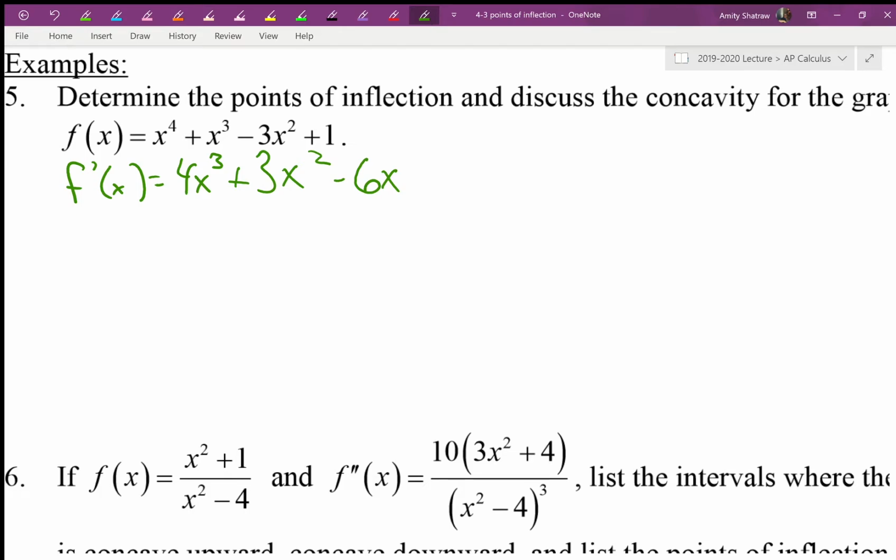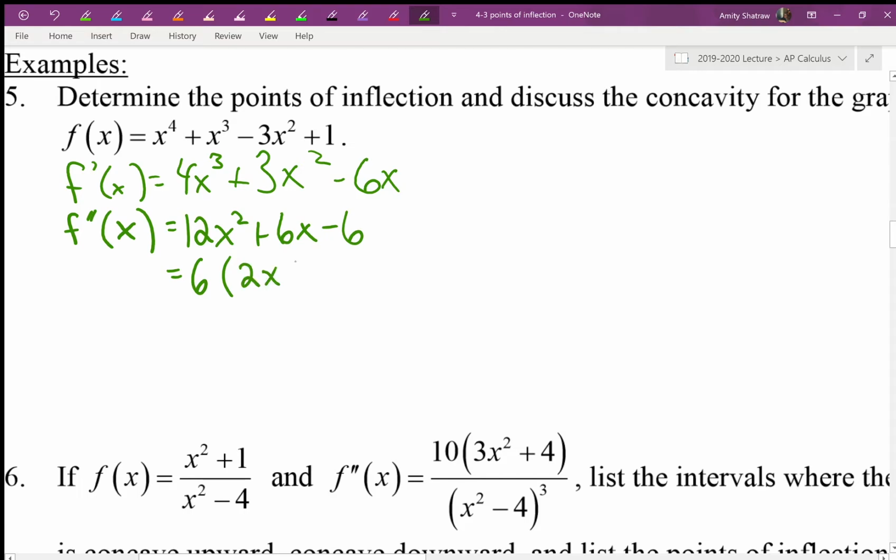I was just about to say it looks like I can take the second derivative pretty easily, and I'm going to end up with 12x squared plus 6x minus 6. And I can factor a 6 out pretty quickly. This is going to be 2x squared plus x minus 1.